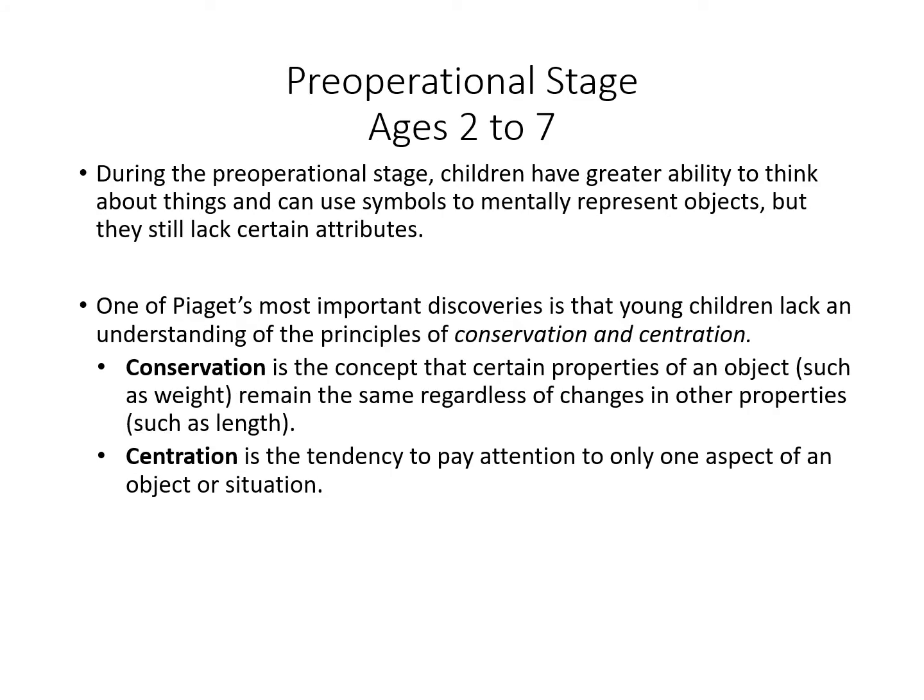During the preoperational stage, children have a greater ability to think about things and can use symbols to mentally represent objects, but they still lack certain attributes. One of Piaget's most important discoveries is that young children lack an understanding of the principles of conservation and centration. Conservation is the concept that certain properties of an object, such as weight, remain the same regardless of a change in other properties, such as length.